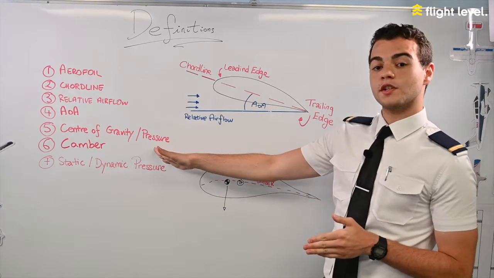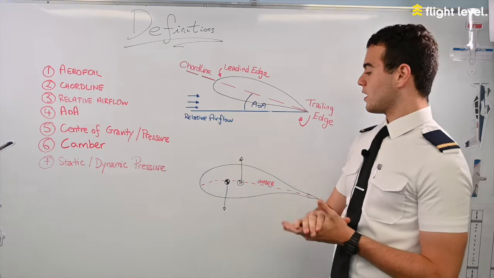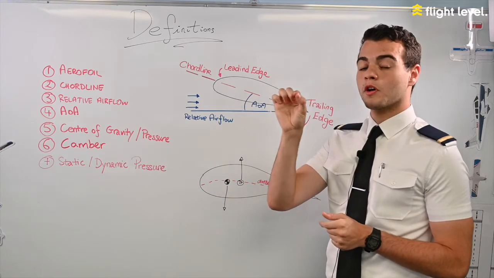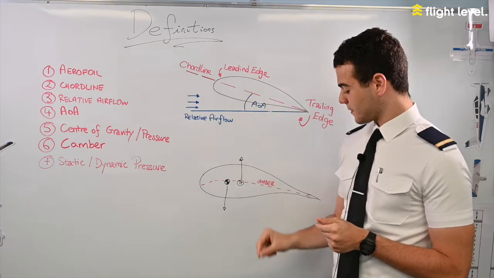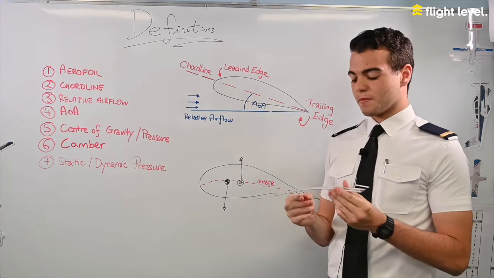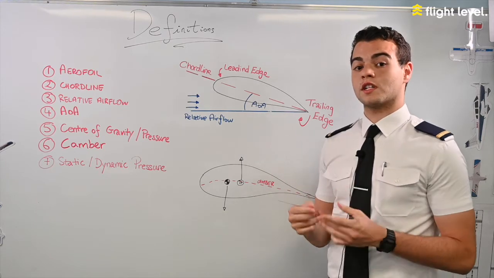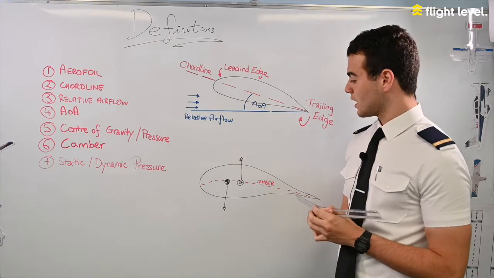Moving on, we have the center of gravity and center of pressure. So the center of gravity is where all the weight acts, at one point where all the weight acts on an aircraft. So let's take a ruler, for example. Wherever we balance the ruler on our finger is considered to be the center of gravity.